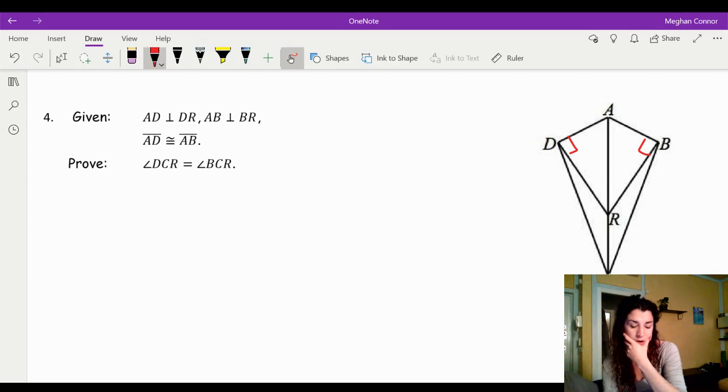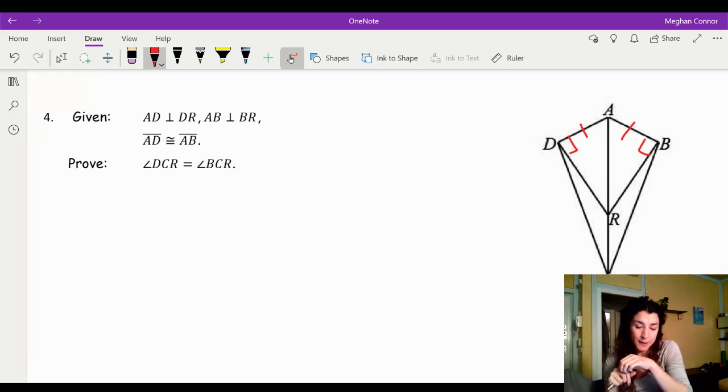And then I'm given that AD is equal to AB, and I want to prove that angle DCR and BCR are equal. Starting from the top down, what I've been given so far is leading me to say that triangle DAR and BAR are equal to each other. I could prove that AR is equal to AR. I notice it's a right triangle with AD as a leg and AR as a hypotenuse, and so I could prove HL between these two triangles.